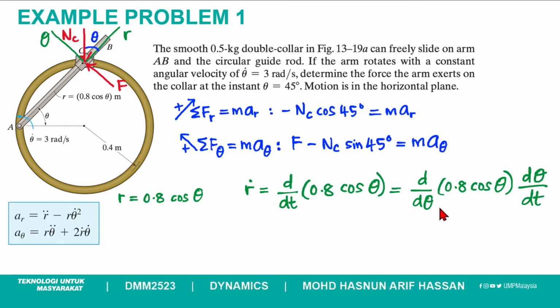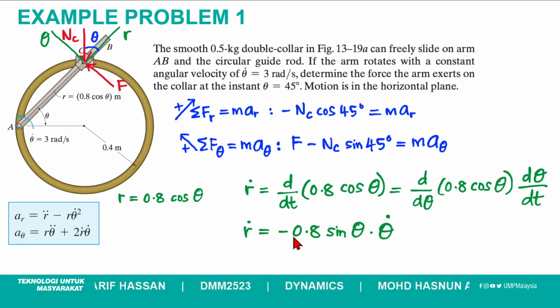Okay, when we have this, we can differentiate as usual. Now we have d over d theta of 0.8 cos theta, which becomes minus 0.8 sin theta. Differentiating cos gives negative sin. So minus 0.8 sin theta. The other part, d theta over dt, is theta dot. So this will be our r dot. r dot is equal to minus 0.8 sin theta times theta dot.